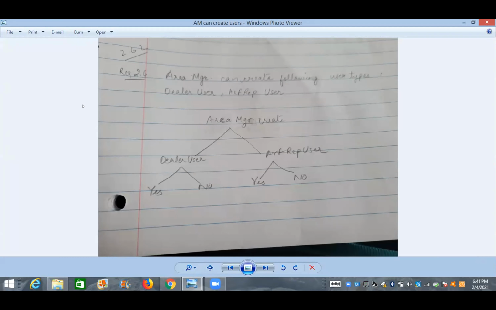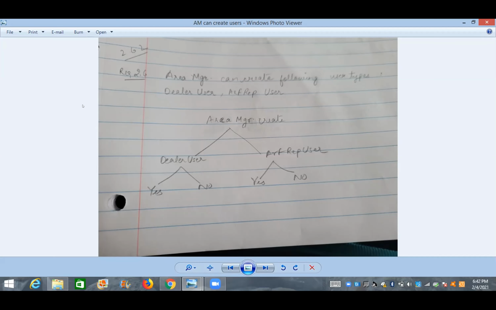Niti, can you give me a little more insight into when you say, hey, yes or no? Give me a scenario when you say he can create a dealer user as yes. When an area manager is trying to create a dealer user, the first scenario could be yes, when he could easily create the dealer user in the system, following certain conditions and steps. And another, when he cannot create the dealer user, maybe he cannot save in the system, or the system is not working. It's similar with the rep user.